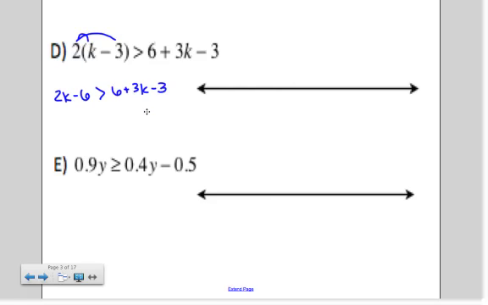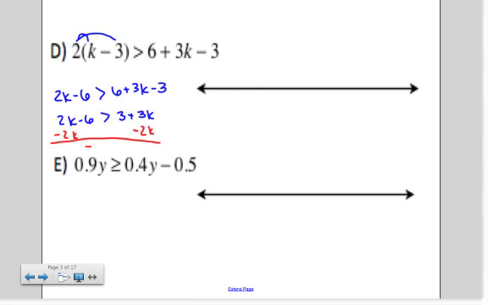So over here now, I'm going to simplify by getting 6 and negative 3 together. 6 minus 3 is 3. So 3 plus 3k, and over here I have 2k minus 6. Okay, now to get the k's together, I'm going to subtract 2k from both sides.